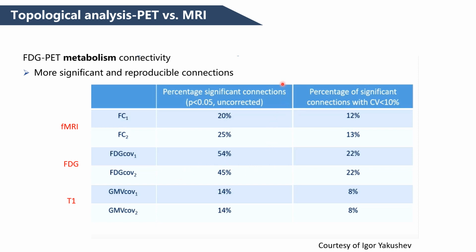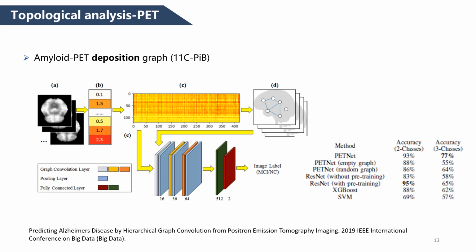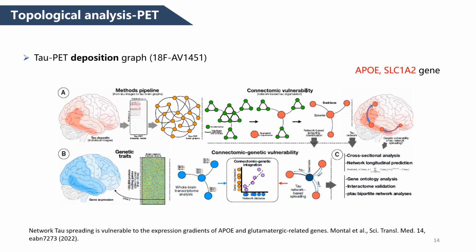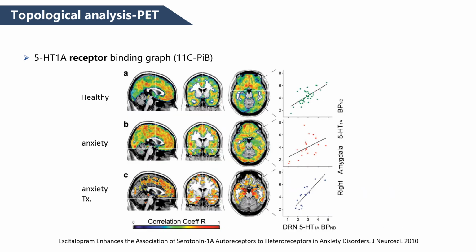FDG even has a higher proportion of significant connections than fMRI and T1 networks. These findings support the FDG network as a measure of functional brain connectivity. Similar approaches can also be used to investigate topological features of amyloid PET and tau PET imaging. Even for receptor binding, we could investigate the interregional relationships using PET and found their change after treatment in anxiety disorders.